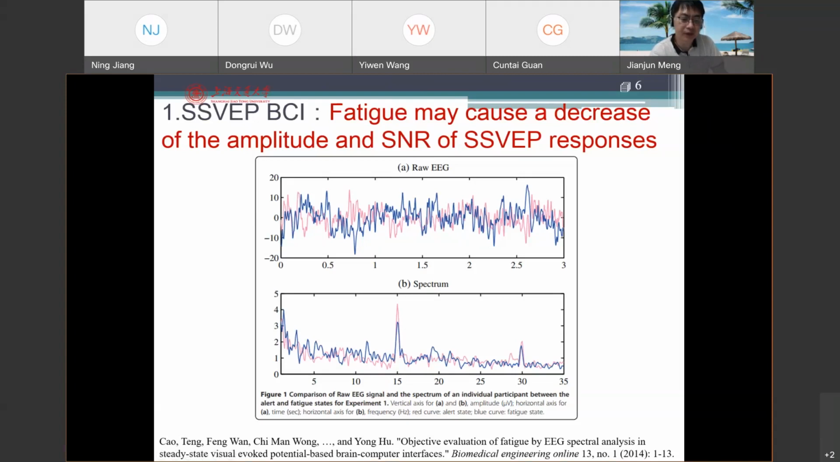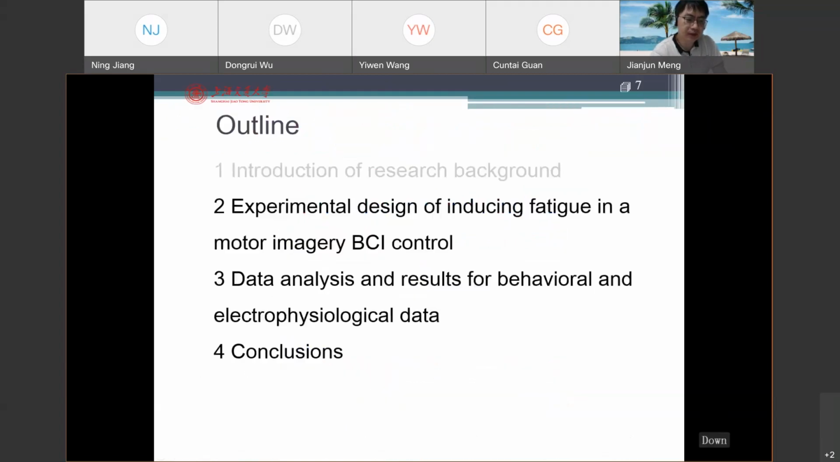However, in this study, the authors didn't mention whether the online SSVEP-based BCI was performed, and maybe no feedback was provided to the subject. So, based on the previous research literature, our research objective is to investigate the fatigue effects on the motor imagery-based online BCI.